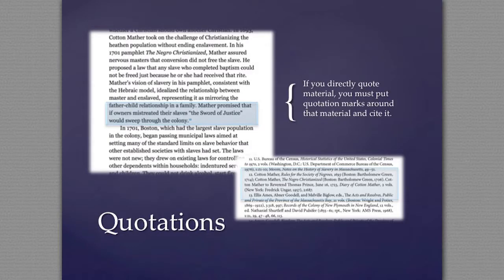So here I have a text, and you can see that there's a quotation embedded in the text. It's a paragraph talking about Cotton Mather and his conversion of slaves. There's a place where I have a quotation of 3 or 4 words that I used in this source. And you note at the end of that, there's a citation, a footnote marker, right? And around the words that came directly from the source, I have quotation marks.